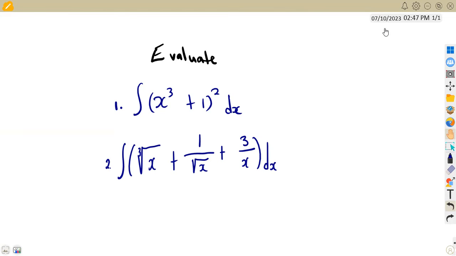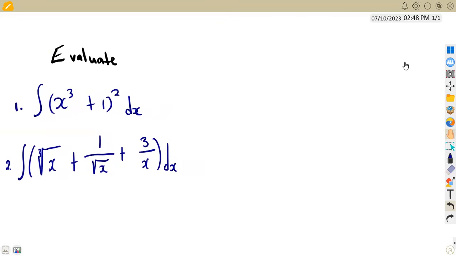Still working on integration. We have got a question, actually two questions, that we are going to focus on, the general simplification of our integration. So the first part that we are given is to evaluate the integral of x cubed plus 1 to the exponent of 2 with respect to x. There we are supposed to apply the general rules, or what we are referred to as the exponents, the powers of x in this case.